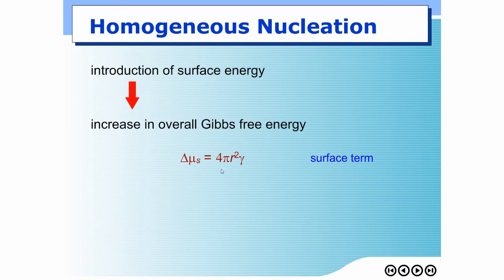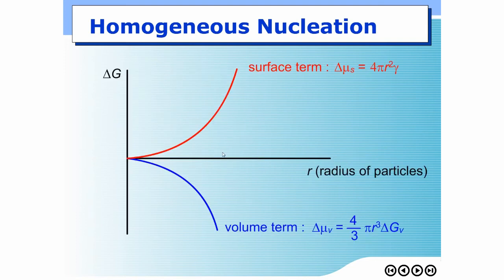This energy is called the surface term because it depends on the surface of the particles. And it has a positive sign because it is extra energy added to the surface. Alright, we will call this one the surface term. Now, the surface term increases delta G, or increases the energy of the whole system. But the volume term decreases the energy of the whole system.